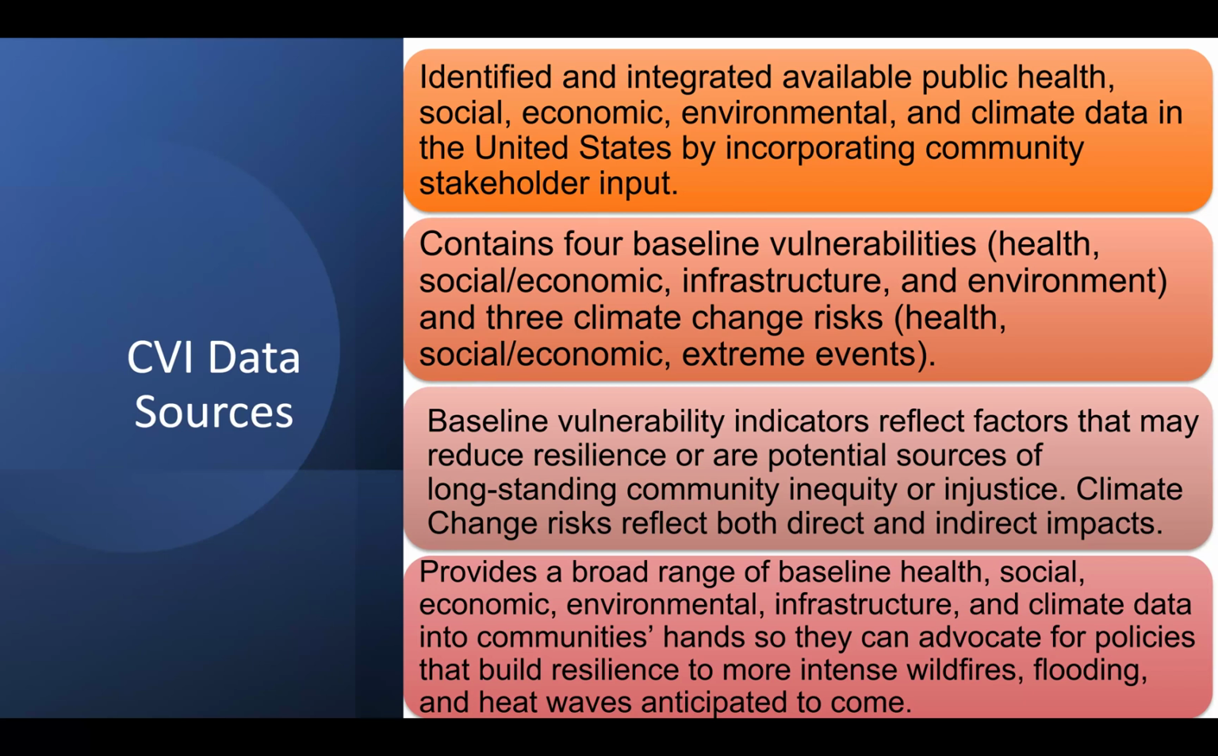This tool has 4 baseline vulnerability indicators or domains. Those are health, social and economic, infrastructure, and environment, and it has 3 climate change risks. Those are health, social and economic, and extreme events. What does baseline vulnerability mean? It reflects factors that may reduce resilience or are a potential source of long-standing community inequity or injustice. The climate change risks reflect both direct and indirect impacts due to the existence of climate change.